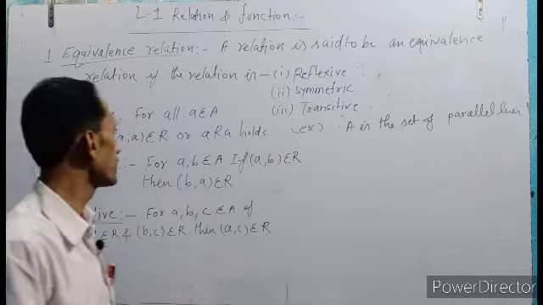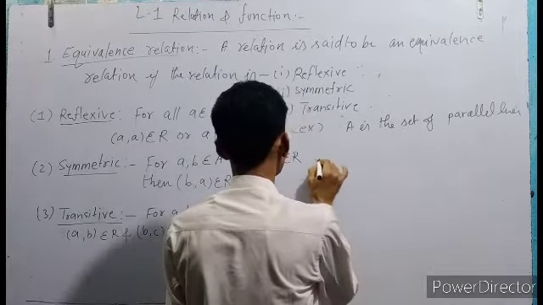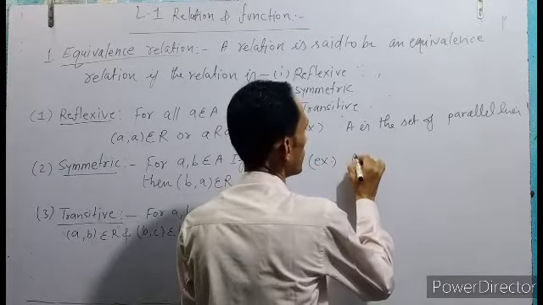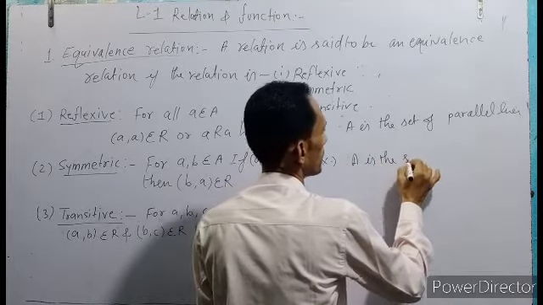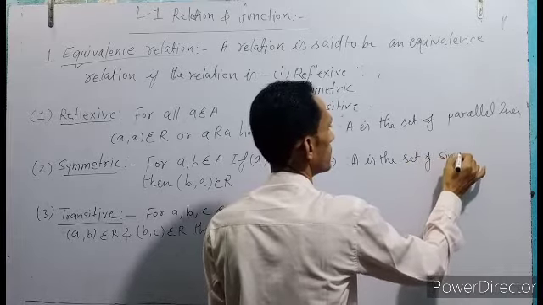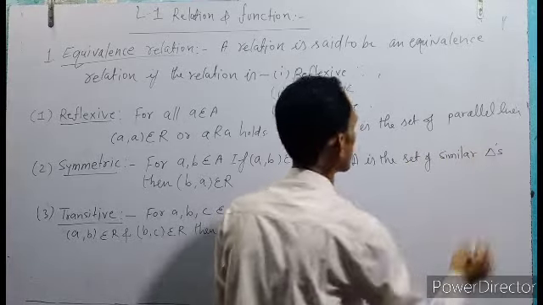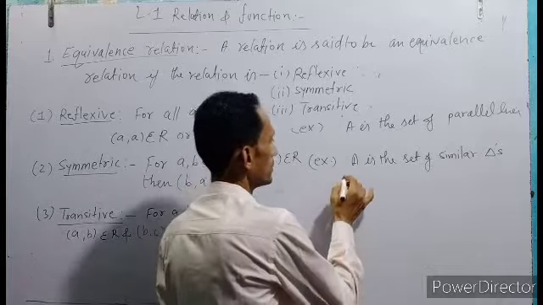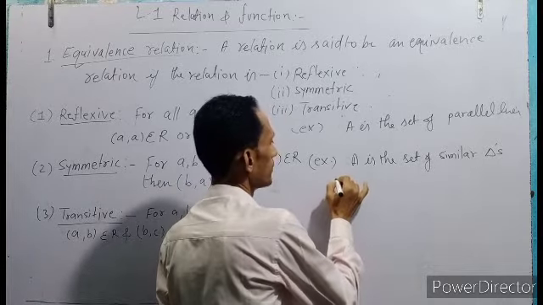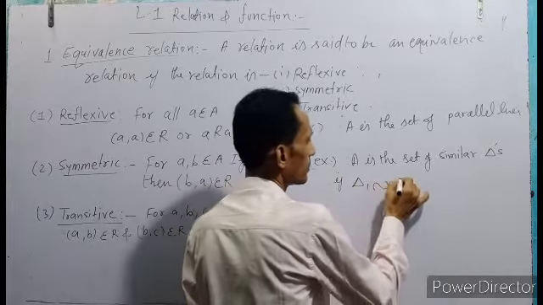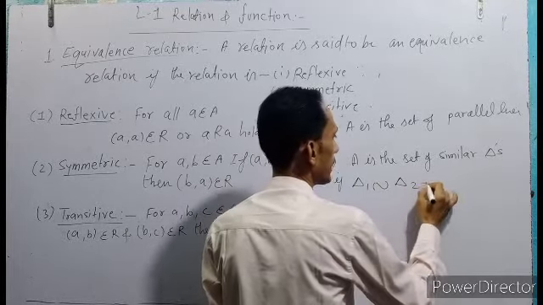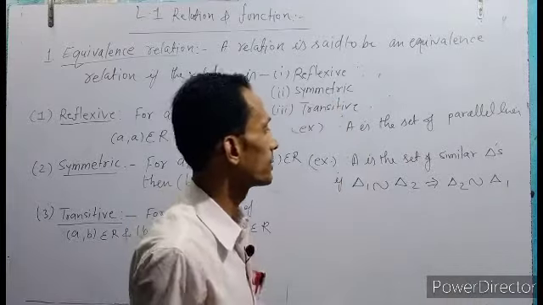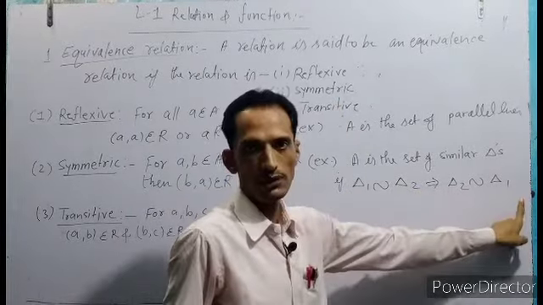Suppose you are given this example: the relation on the set of similar triangles. If triangle 1 is similar to triangle 2, it means we can also write that triangle 2 is similar to triangle 1. So that is symmetric. If the first is similar to the second one, then the second one is also similar to the first.